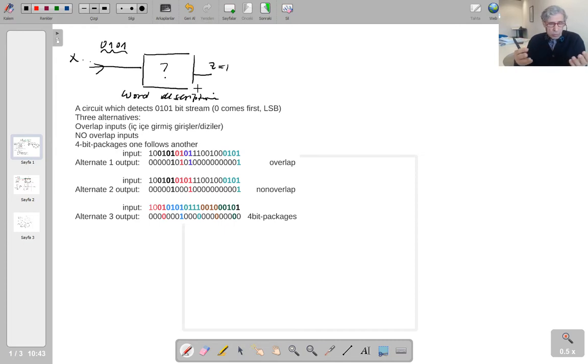Not all the detectors might have that property, but this word description tells us there are at least three alternatives. You see the first row here, input, is common for all the three, but the outputs that we're going to draw now underneath are going to be different from each other. That means we are detecting the same 0, 1, 0, 1. There are three alternatives. This one is called overlap one. Why do we call it overlap? If you look at this black one here, that is our sequence. So at the output we see that.